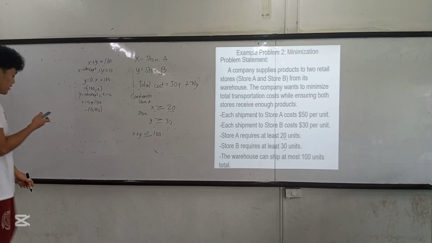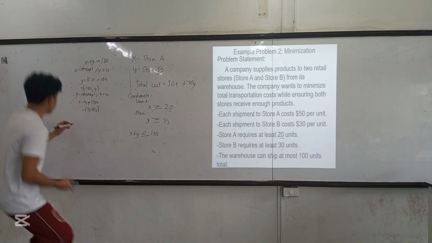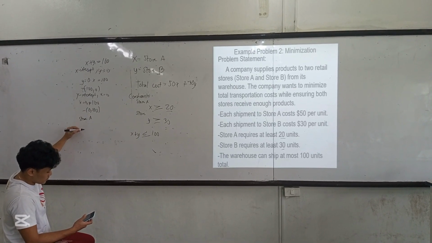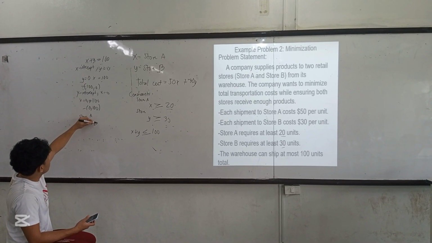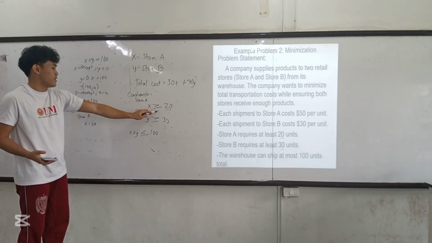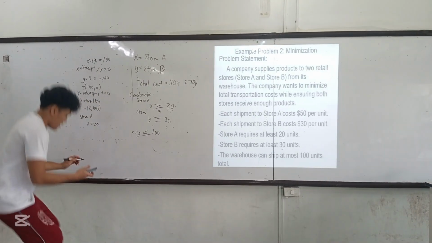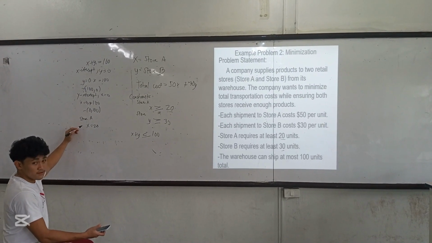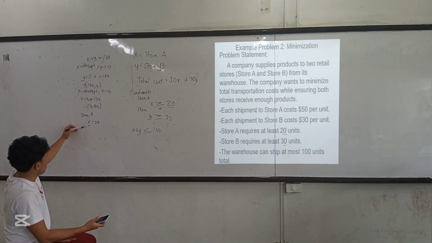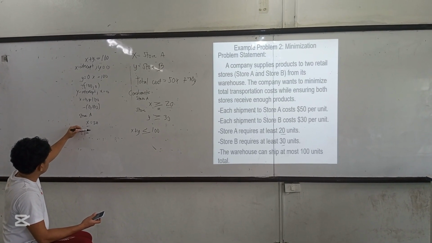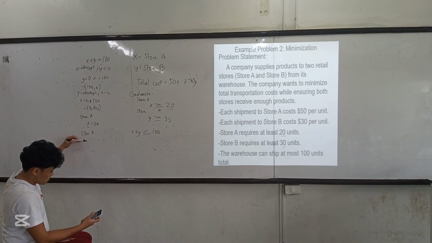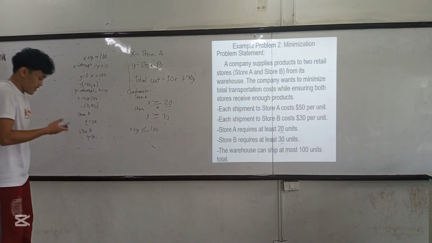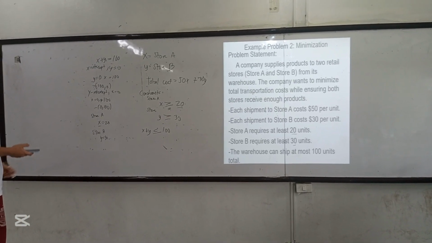Then the storage variable lines. For store A, the line is x equals 20, because we convert this to an equality. This is a vertical line. For store B, it is y equals 30, which is a horizontal line. So we must graph this.